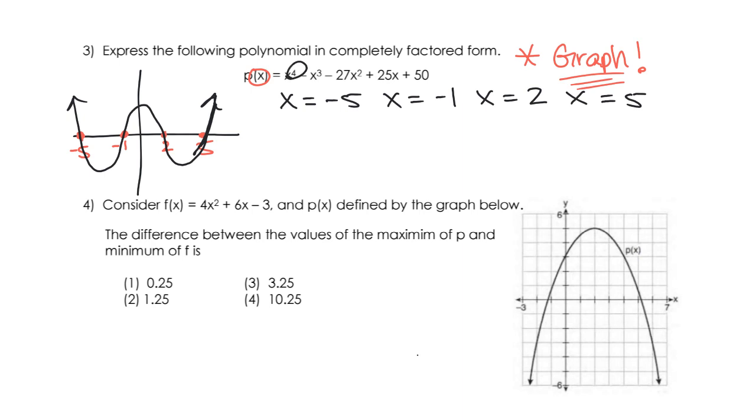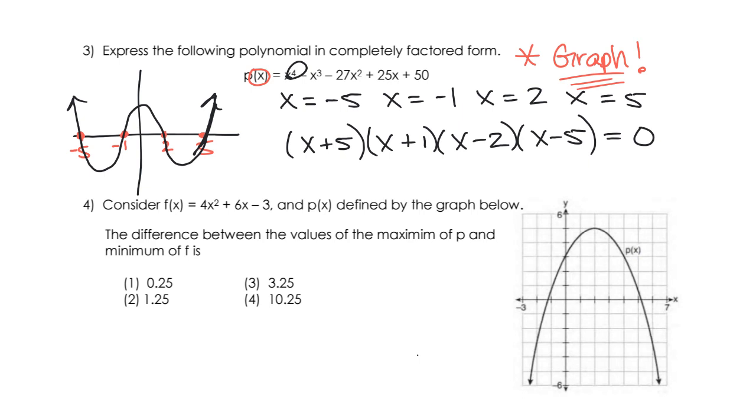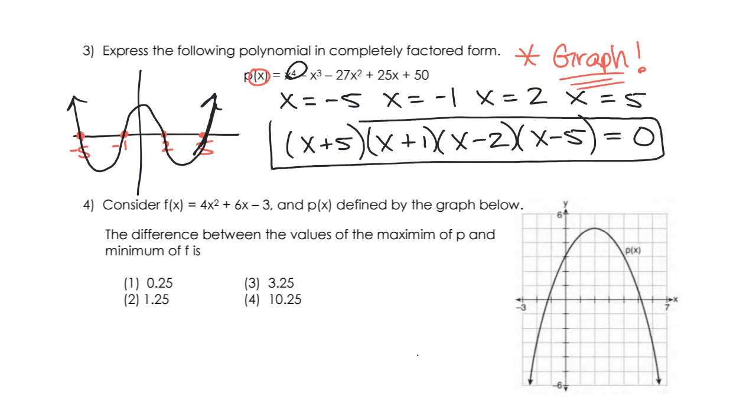So now we're going to go ahead and turn them into factors. This is going to be x plus 5, x plus 1, x minus 2, and x minus 5, and we are equal to 0. And there is our polynomial in factored form when we couldn't even factor it. All right, so good thing they didn't ask me to express the following polynomial in completely factored form and to do it algebraically, because it's not possible to do this one algebraically. We have to do it graphically.